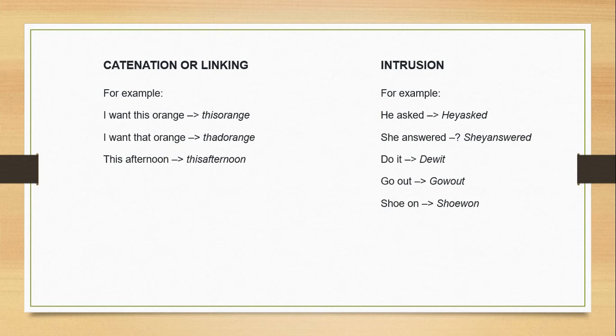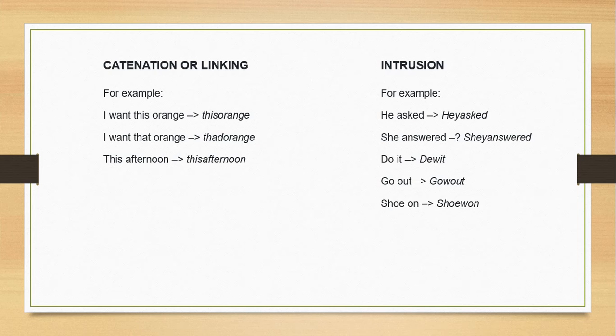Catenation or linking is probably what most people think of first when they think of connected speech. Linking happens when the end of one word blends into another, when the last sound of a word is a consonant and the first sound of the next word is a vowel. You get linking or catenation. For example, I want this orange, we can say this orange. I want that orange, we can say that orange. And this afternoon, we can say this afternoon.